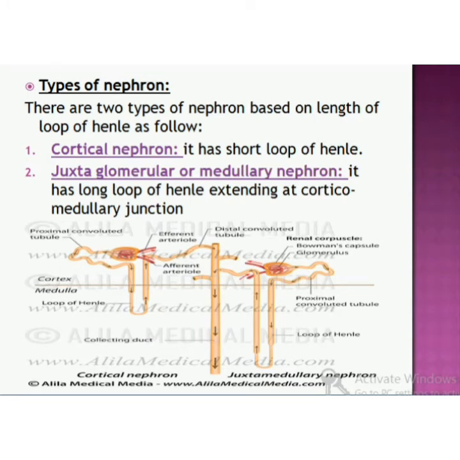So here we are discussing types of nephron. As we know, the nephron is the basic unit of the kidney and it is composed of renal corpuscles and renal tubules. Types of nephron are based on the length of the loop of Henle. First is the cortical nephron and the second is the juxtaglomerular nephron, which is also called the medullary nephron. The cortical nephron has a short loop of Henle. The juxtaglomerular nephron has a long loop of Henle extending to the cortico-medullary junction.